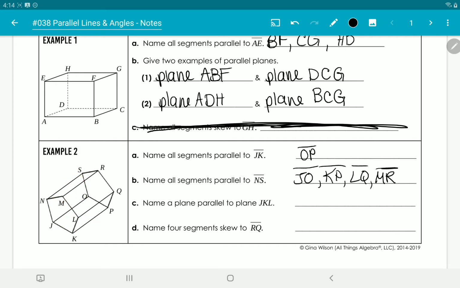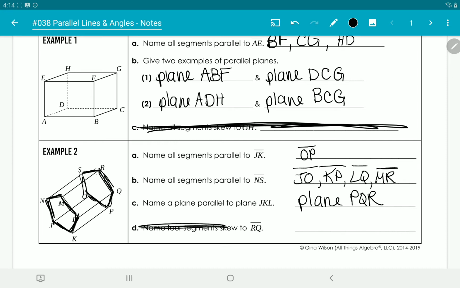Okay, so now we're going to name a plane that's parallel to plane JKL. So we're going to be using JKL. So it's this plane. If we extended this out in all directions, one that would be parallel to it would be the one right across from it over here. Okay, and so that would be plane PQR. So P, Q, and R.